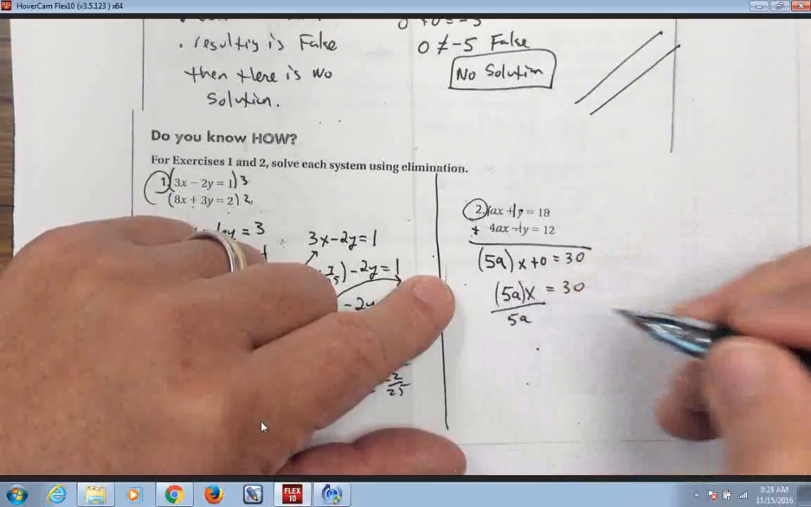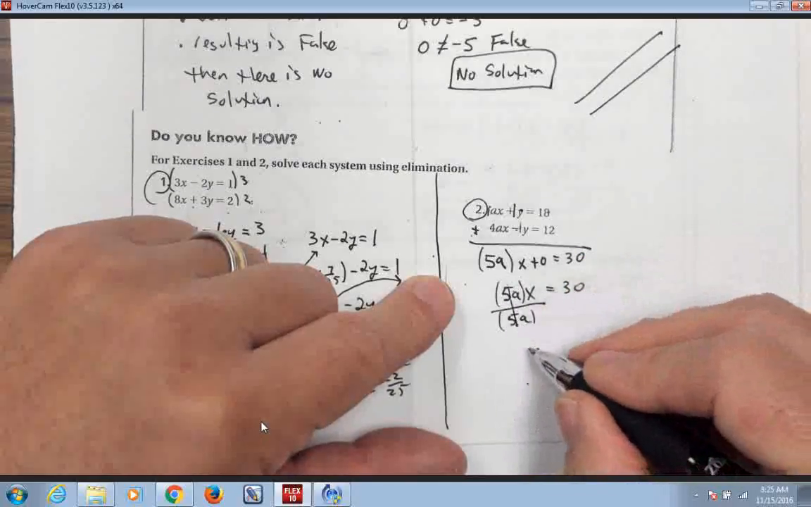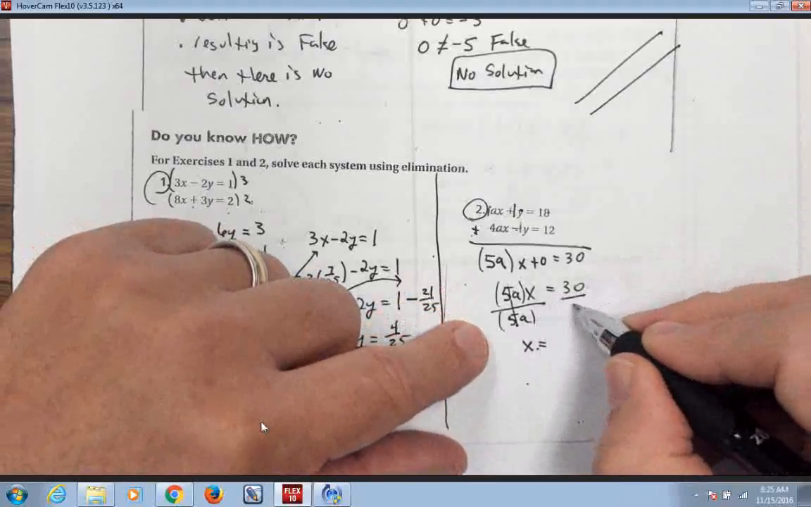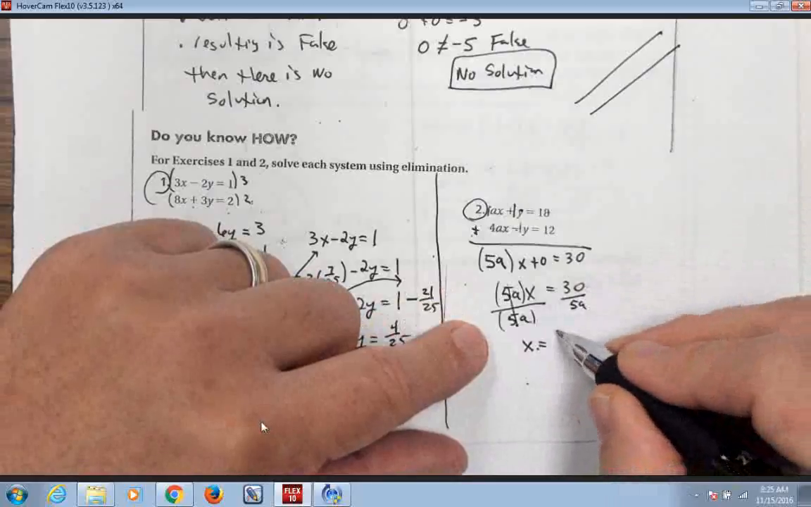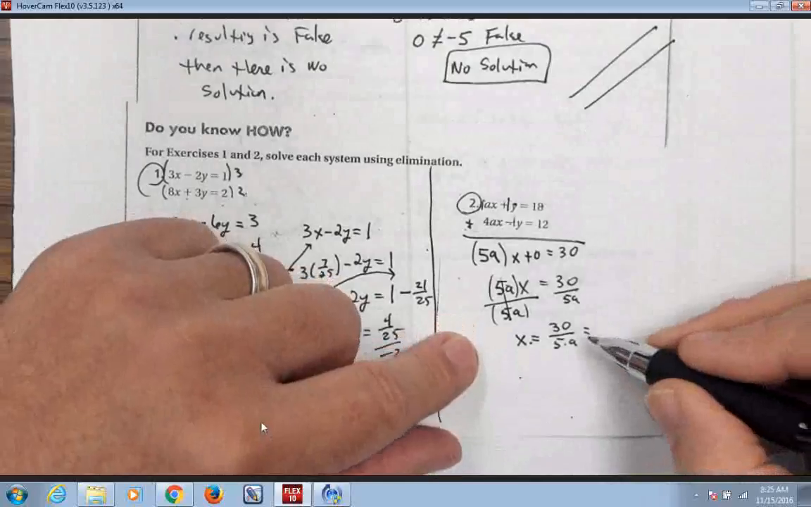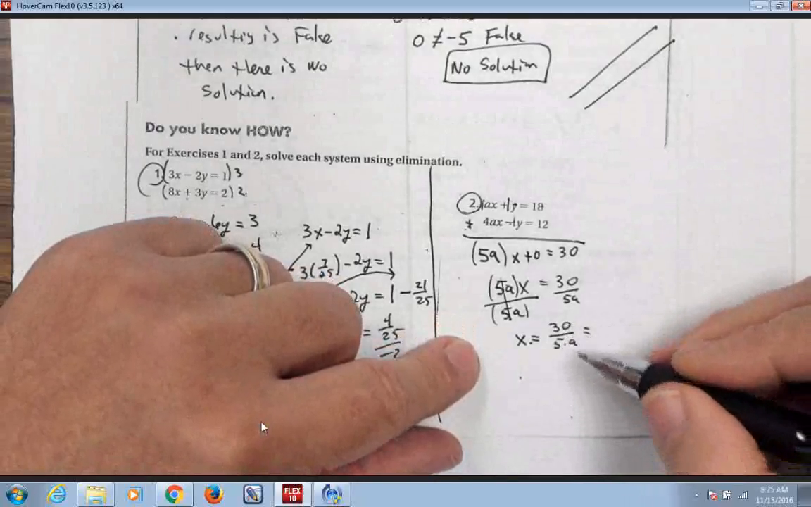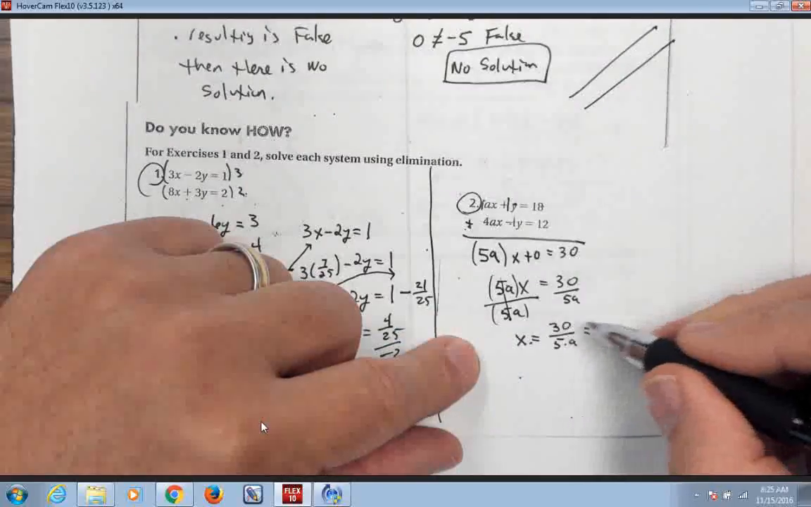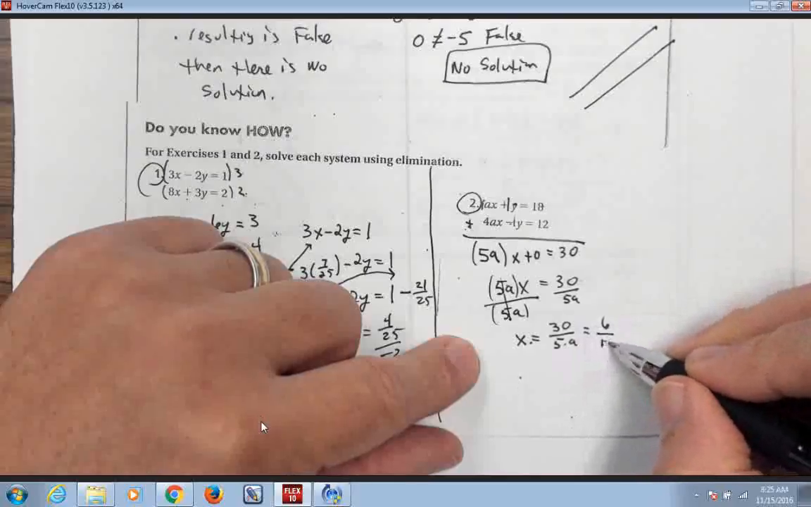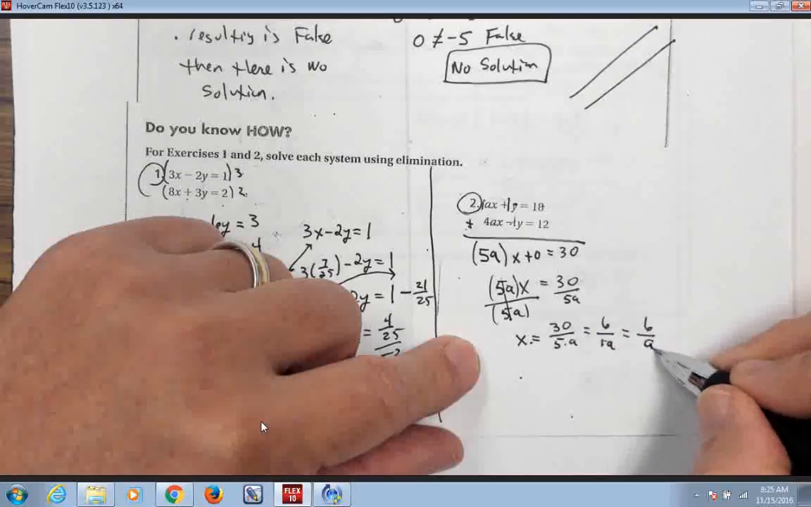So I'm just dividing by 5 times whatever a is. So that's like my coefficient. So 5a divided by 5a is 1, right? And 1 times x is x. But remember, what you do to one side of the equation, you got to do the same thing to the other side. So this would be 30 over 5 times a. And that reduces, doesn't it? What number will go into 30 that will also go into 5 times a? 5 will, right? 30 divided by 5 is 6. And then 5 divided by 5 is 1a.